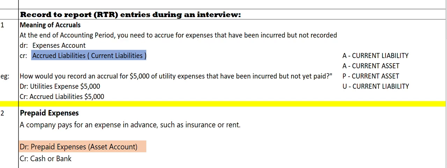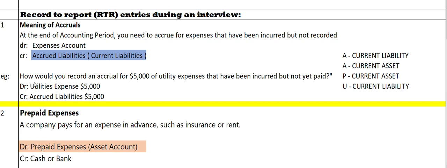Record to report entries during an interview. The first one is the meaning of accruals. At the end of the accounting period, you need to accrue for expenses that have been incurred but not recorded. So the entry would be expenses account debit, accrued liability. Accrued liability, you have to book it under current liabilities.